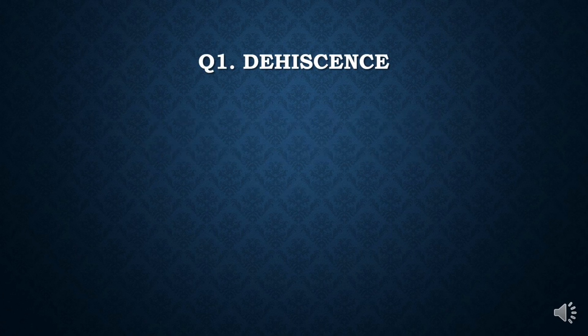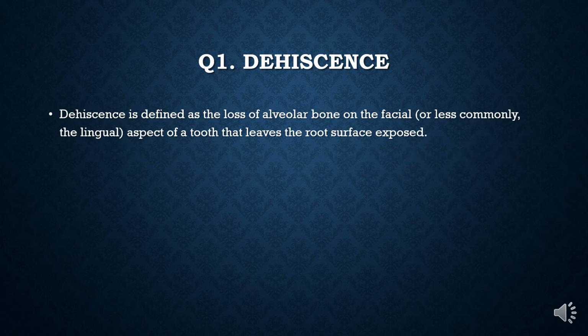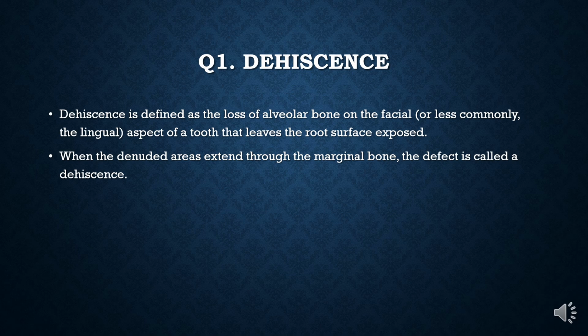First question is dehiscence. It is defined as the loss of alveolar bone on the facial or, less commonly, on the lingual side of a tooth that leaves the root surface exposed. When the denuded areas extend through the marginal bone, the defect is called a dehiscence.